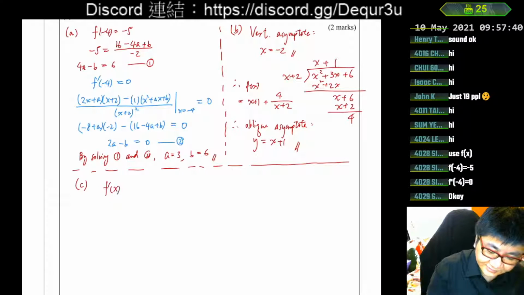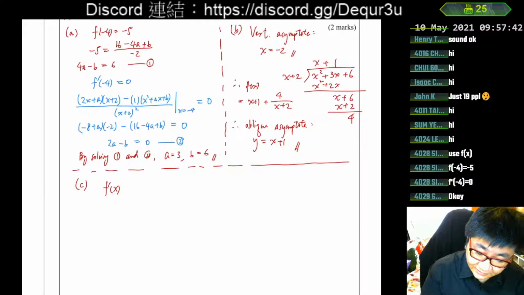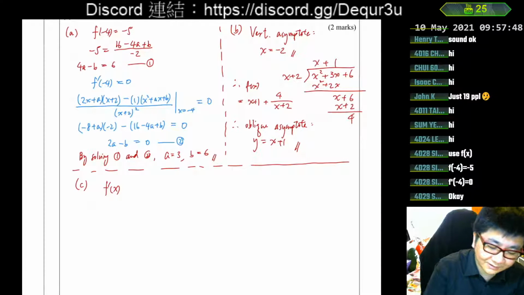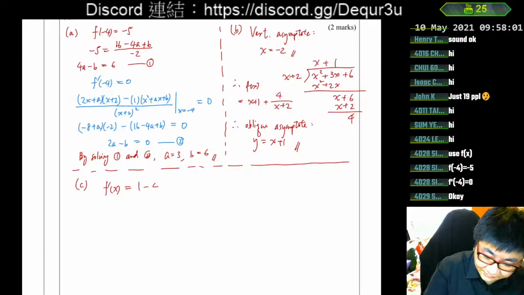Differentiate first. The long division form will be easier to differentiate because we can do differentiation term by term. Therefore, differentiate x plus 1, then it will be 1. While the 4 over something here, we can consider it as power -1 and do differentiation. So power -1, therefore bring down -1, and then it becomes power -2.